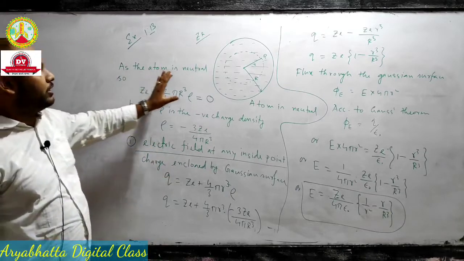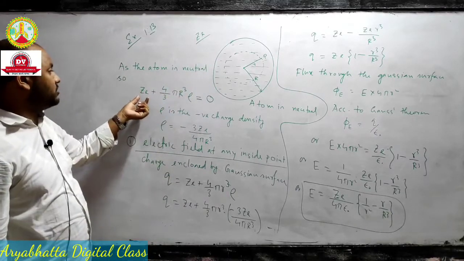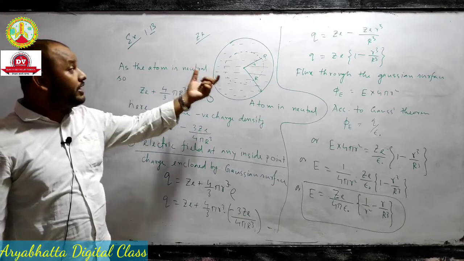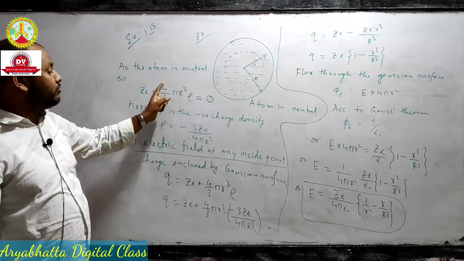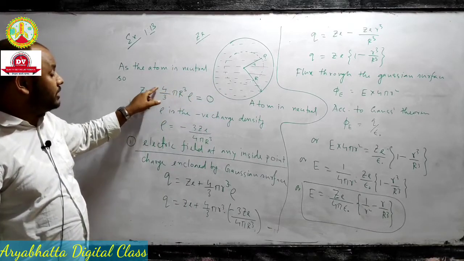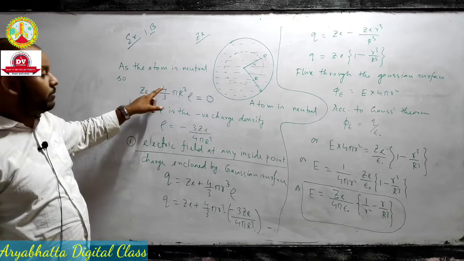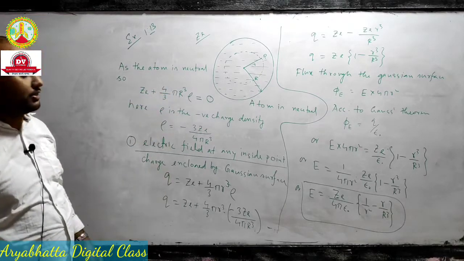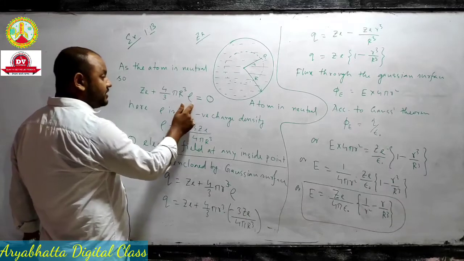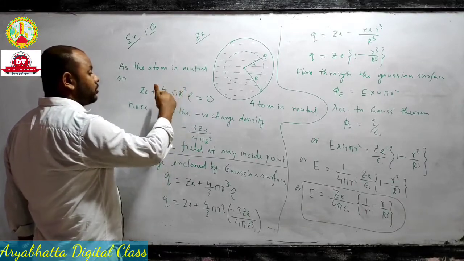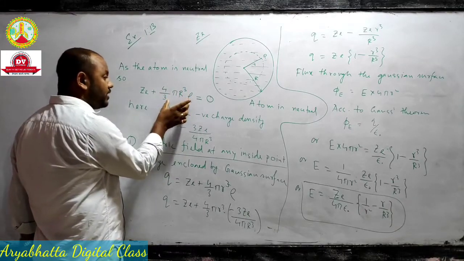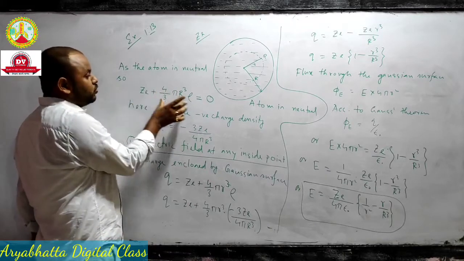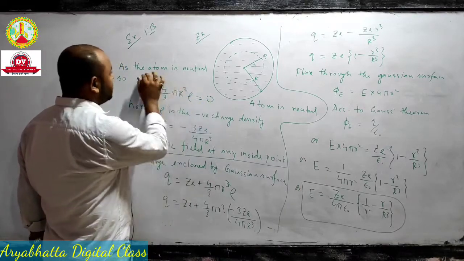As it is neutral, the total positive charge is how much? It is given ZE, and total negative charge will be this one. Here 4 by 3 pi R cube is what? This is our volume of the atom, and rho is the negative charge density. नेगेटिव चार्ज डेंसिटी से अगर वॉल्यूम को मल्टीप्लाई करोगे तो क्या मिलेगा? टोटल नेगेटिव चार्ज मिलेगा. टोटल पॉजिटिव चार्ज प्लस टोटल नेगेटिव चार्ज क्या हो गया? जीरो, बिकॉज इट इज न्यूट्रल.